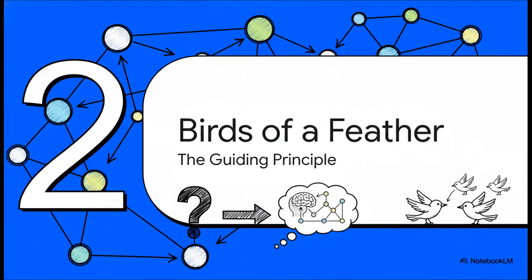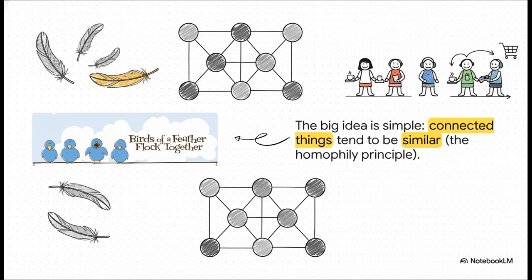Okay, so now we know what a graph is. We've got our nodes, links, and attributes. But how do we actually use that to predict things we don't know? Well, it all comes down to one really powerful and honestly super intuitive idea. And that big idea is basically this: birds of a feather flock together. I mean, we've all heard that saying, right?